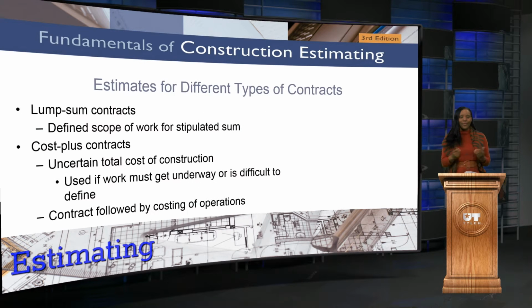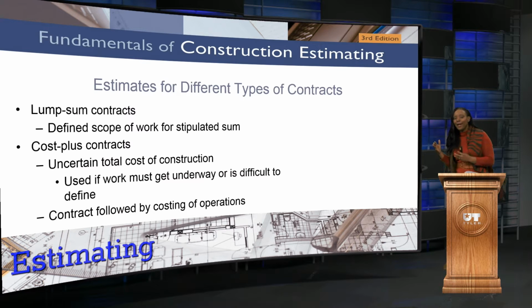So the last thing I wanted to talk to you about would be the different types of contracts. So we have the lump sum contract, and that's probably the one that you're most familiar with, and that's where you have one overall sum of how much it's going to cost to do the project, okay? And everybody clearly understands what their scope of work is for that particular project, and then you come up with one lump sum.